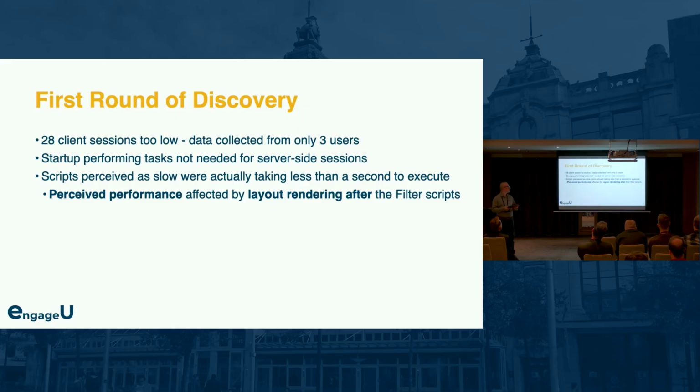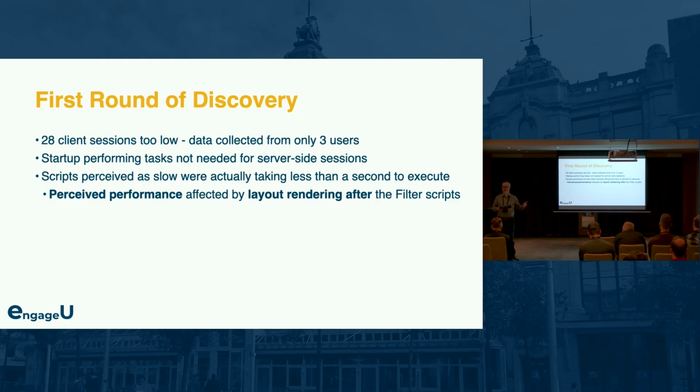So the first round of discovery was that we got only 28 client sessions, collected data from 3 users. And that was because so many of the users were not running the latest version of FileMaker, and we used some function that was relying on the latest version. The other thing was that the scripts, when I mentioned 3 minutes, it was actually 3 seconds, and the 3 seconds were actually something that was not experienced.